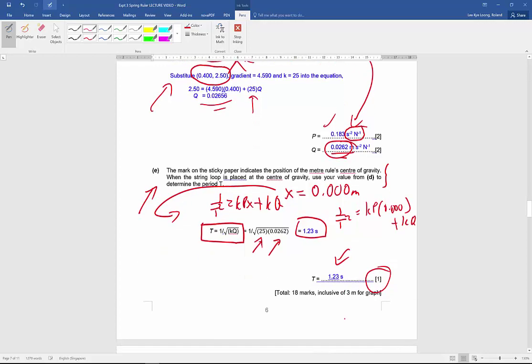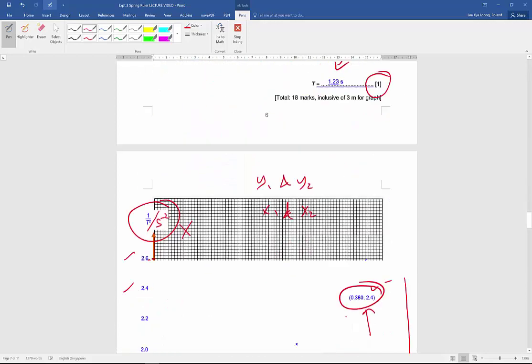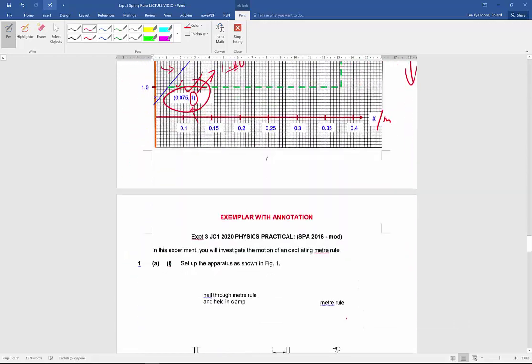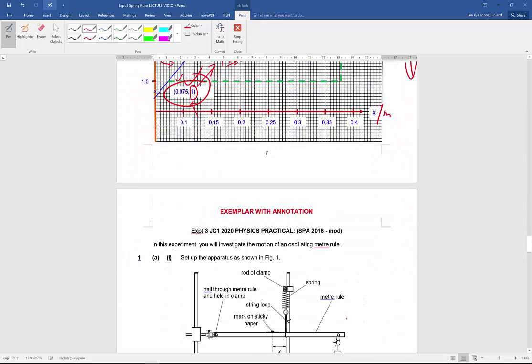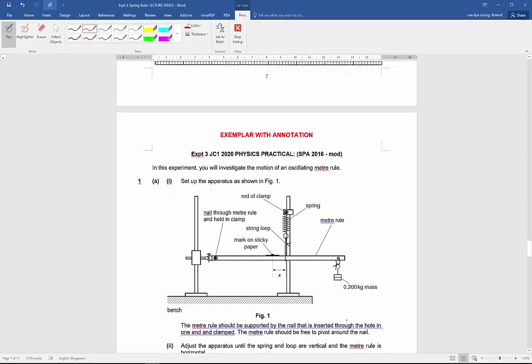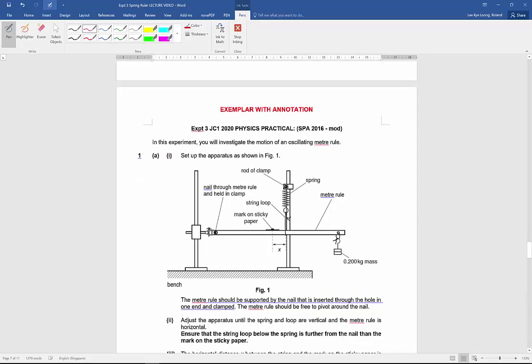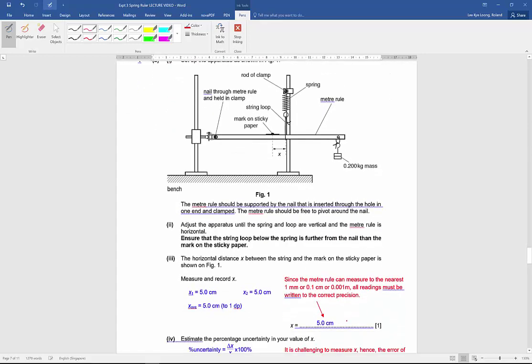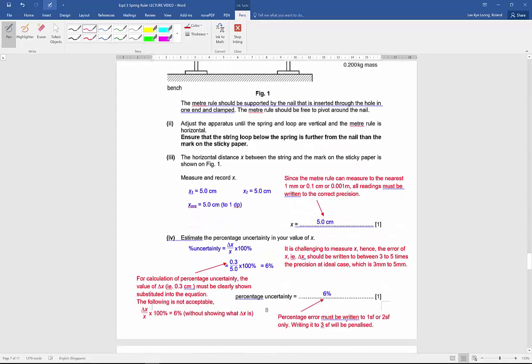Okay, so that is that for the marking of this. So now let's show you again the model answer with all the annotation. This will be uploaded so you can study this in your own time. Okay, so look at the first page.